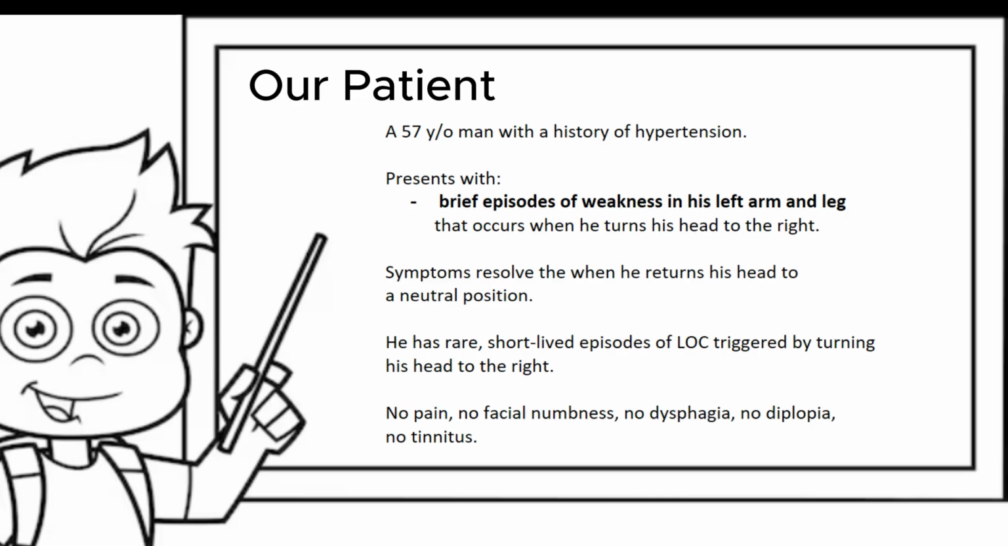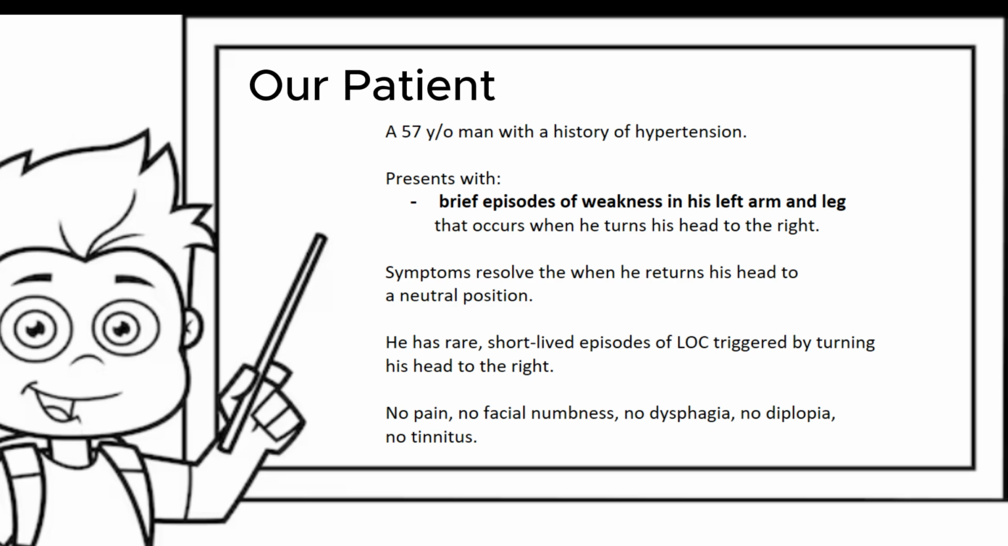We have a 57-year-old man with a history of hypertension who presents with a strange symptom. He has brief episodes of weakness in his left arm and leg, but they occur only when he turns his head to the right. The symptoms resolve the moment he returns his head to a neutral position. He also reports rare short-lived episodes of loss of consciousness, again, triggered by turning his head to the right. There is no pain, no facial numbness, no dysphagia, no diplopia, and no tinnitus. Classic vascular or neuralgic symptoms, right?